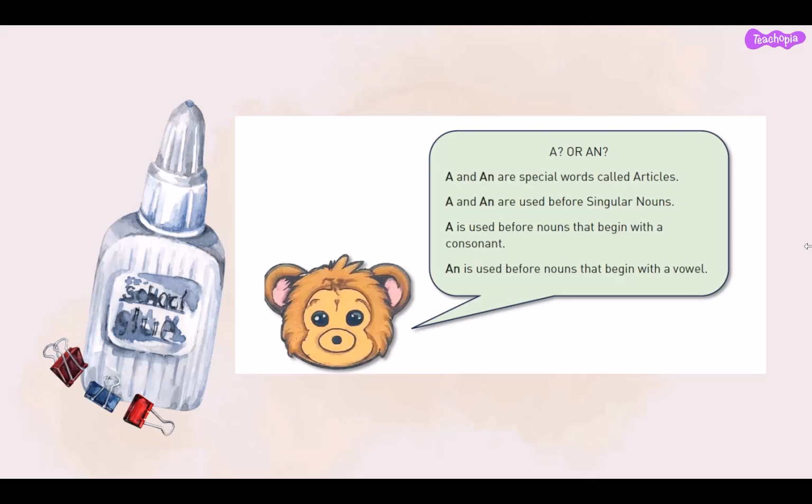Here's a little bit of information about articles. A and an are special words called articles. A and an are used before singular nouns. A is used before nouns that begin with a consonant. An is used before nouns that begin with a vowel.